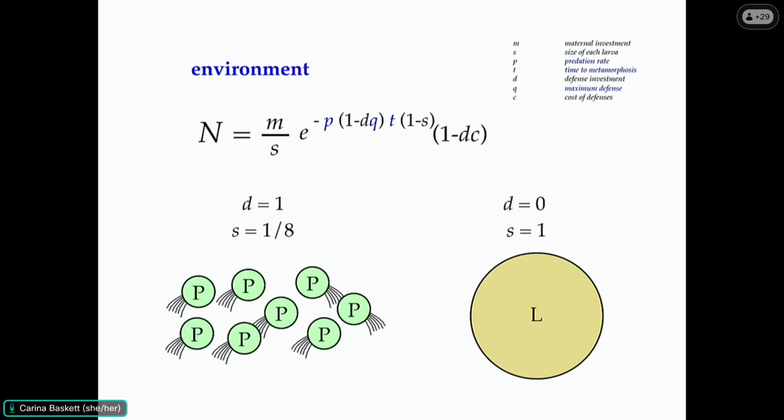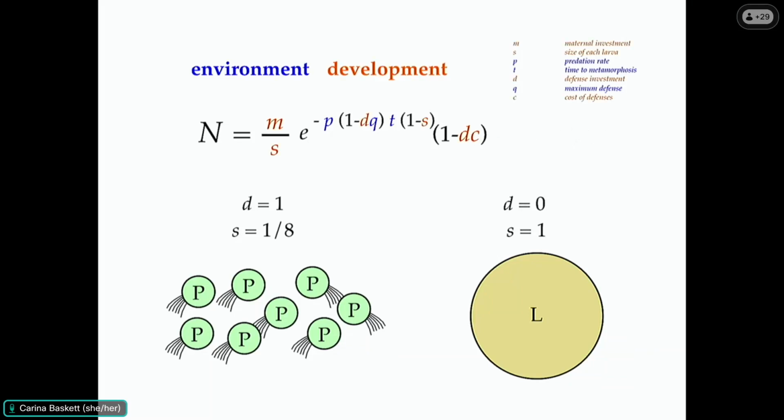And I think an important feature here is that some of these terms are about the environment. How much plankton is there for them to eat? That governs how long it takes them to reach metamorphosis. How many predators are there out there? That governs how much they're being eaten per unit time.